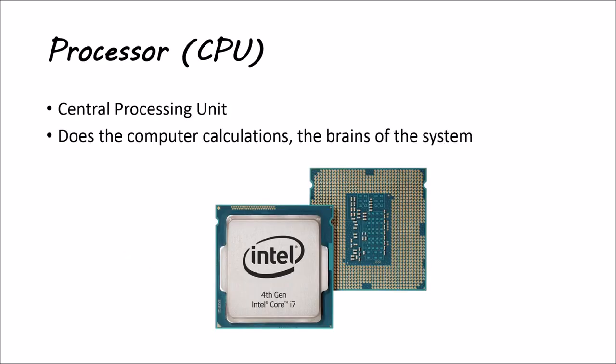Then there's the processor, also called the CPU, or Central Processing Unit. It does the computer calculations. It's basically the brains of the system.